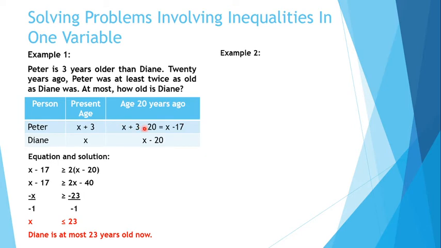Now how about 20 years ago? If we deduct 20, 26 minus 20, that is 6 years old. And for Dayan, that is 23 minus 20, that is 3 years old. So that means it is true that 20 years ago, Peter's age was twice as old as Dayan was, right? Since Peter was 6 years old 20 years ago and Dayan was 3 years old 20 years ago, then it is true that the age of Peter is at least twice the age of Dayan. Okay? So that is example 1.